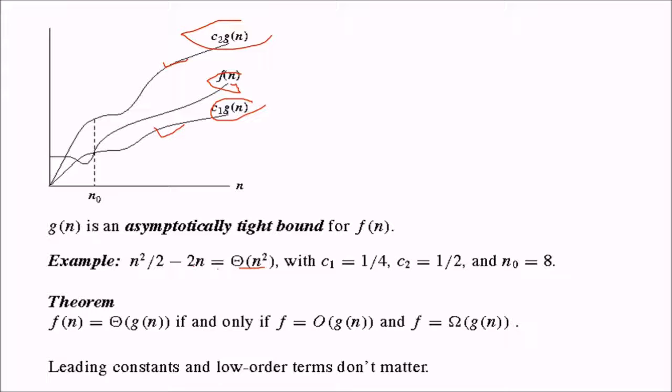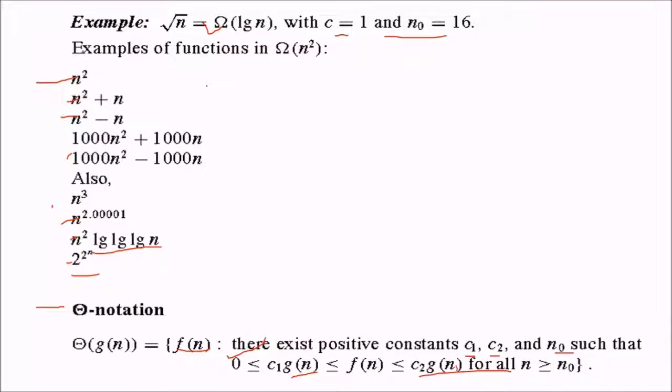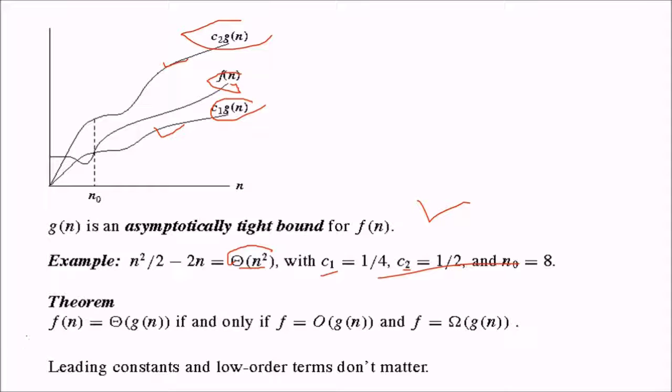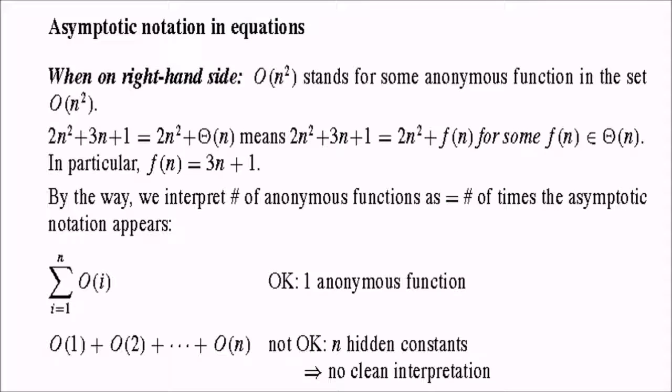So n square by 2 minus 2n is order of n square. The values have to be c1, c2. You can just compute or place them in this equation, and you will realize that this is correct. So if f(n) is theta of g(n), then this is possible if and only if f is order of g(n) and f is omega of g(n), because order of g(n) means upper bound, big O, and omega means lower bound. So this is what we mean when we say that it is a tight bound, because we have an upper bound also, and we have a lower bound also. We don't consider the constant and lower order terms at all.